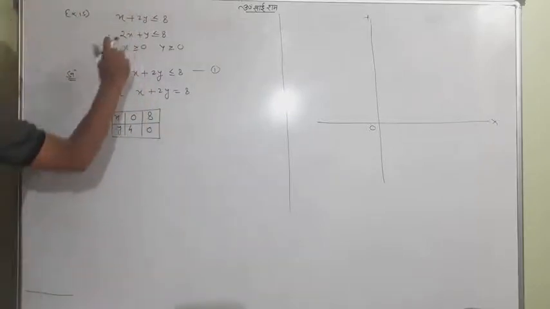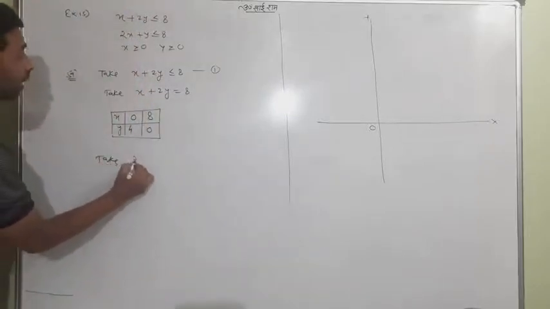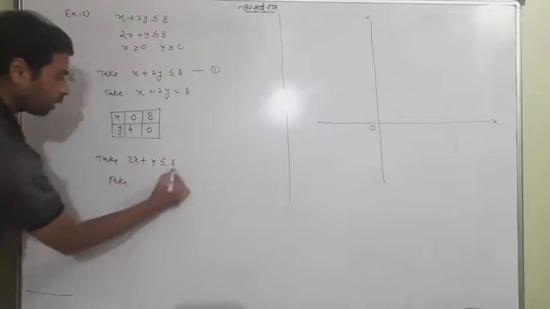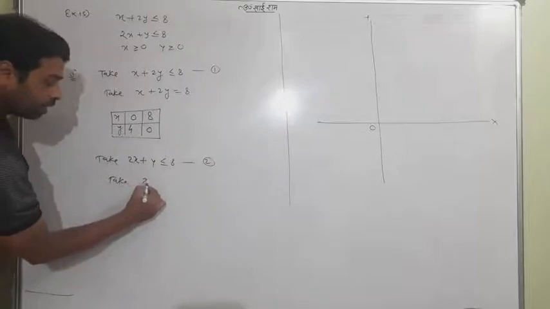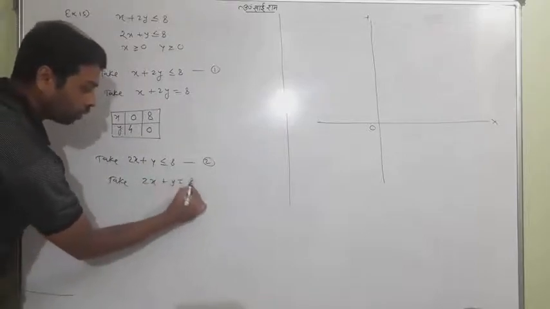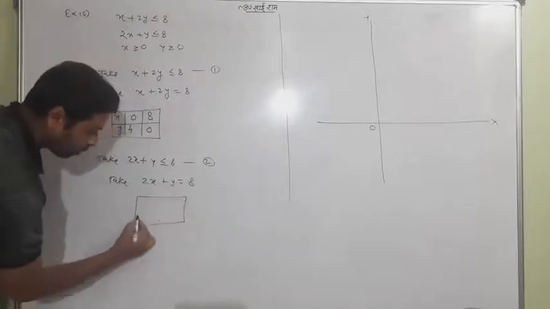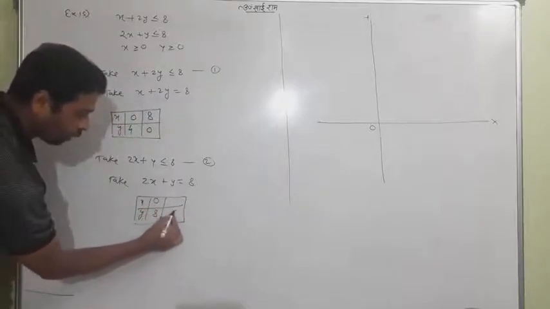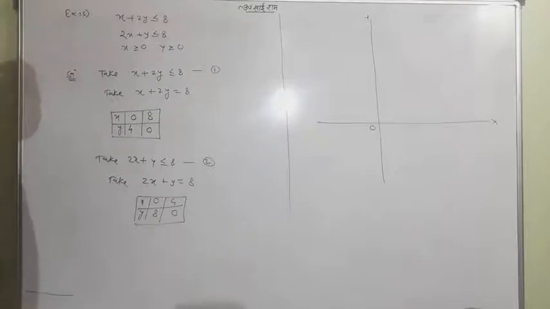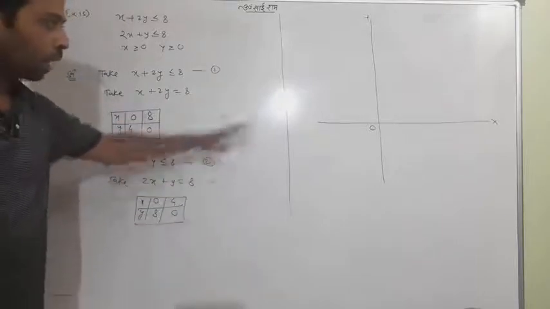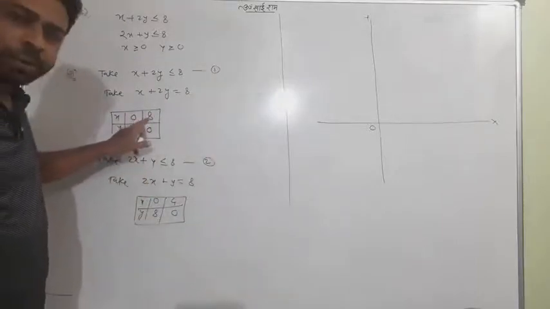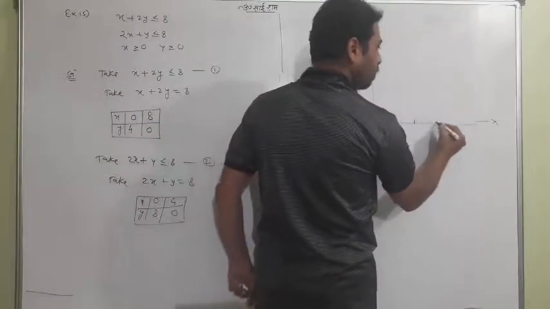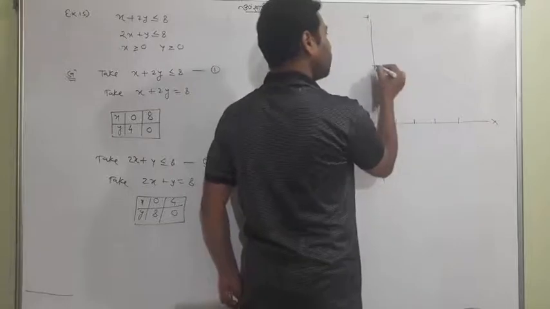So let me take one more equation. Take 2x plus y less than 8. Taking its corresponding equation and making a graph. X is equal to 0, y equal to 8, y equal to 0, x equal to 4. So this is all about it. Now we have arranged, till 8 we have to represent. So okay, now again I'll take 2, 4, 6, 8, 2, 4, 6, 8.